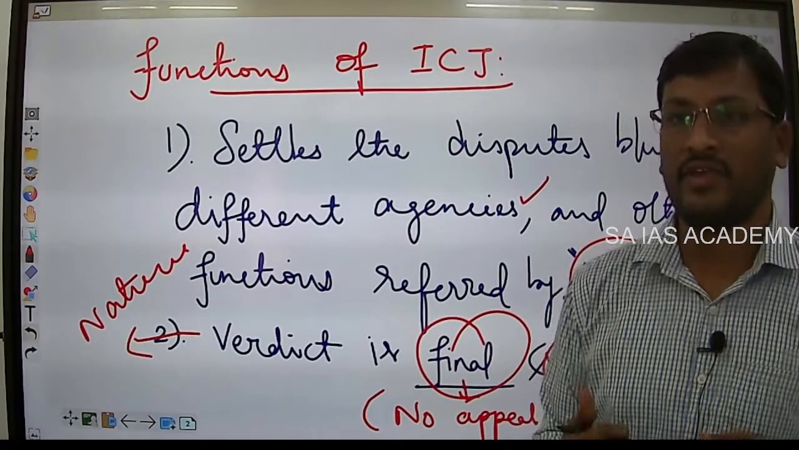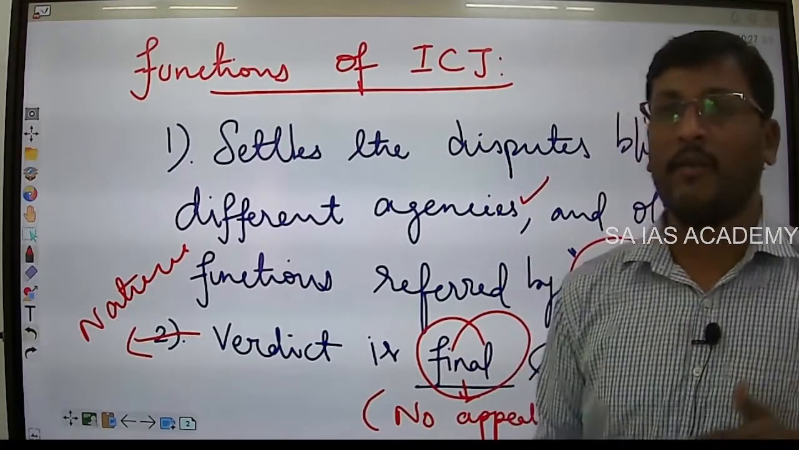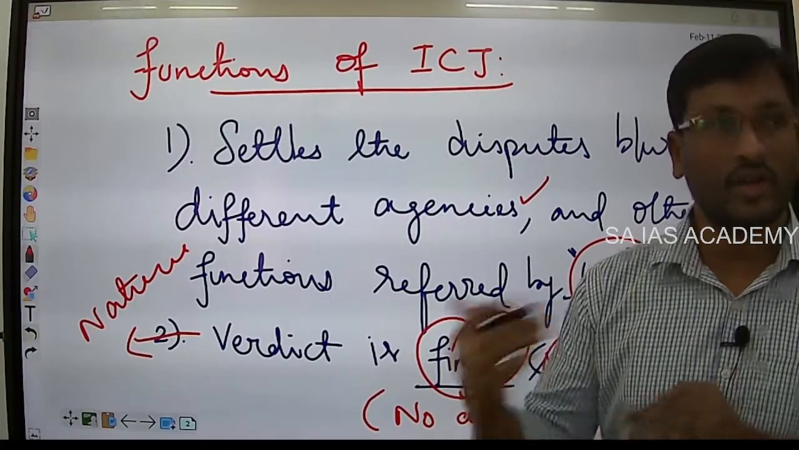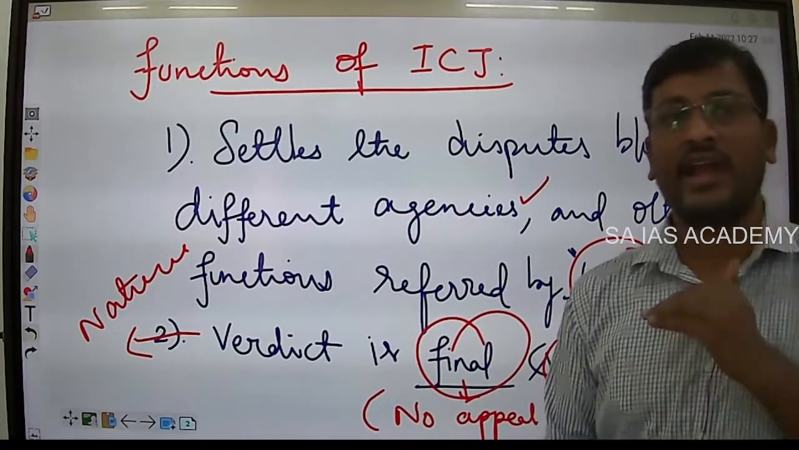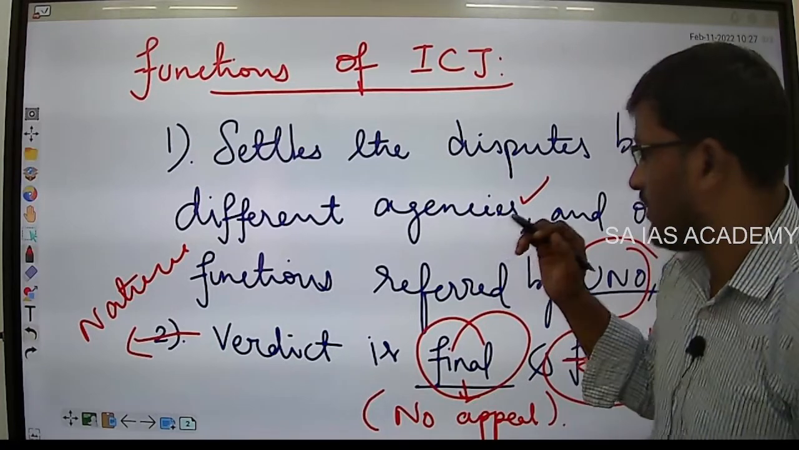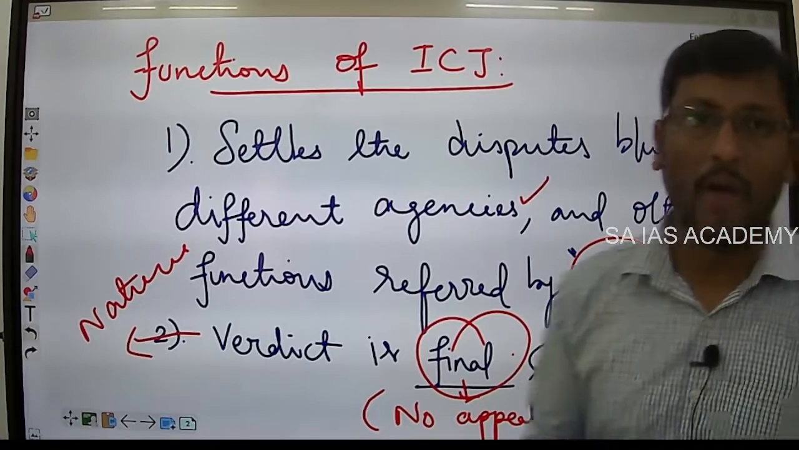For example, if a High Court gives a verdict, we can appeal to the Supreme Court. But if the International Court of Justice gives a verdict, we cannot appeal to any other organization. So the nature of the verdict is final and binding, and there is no appeal in this case.